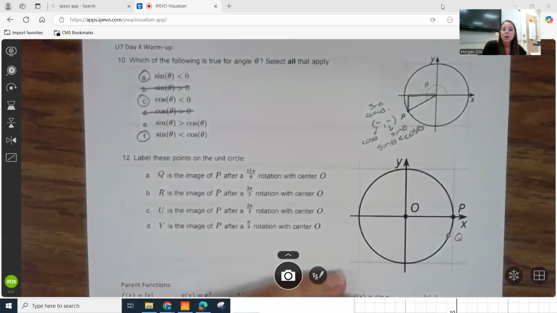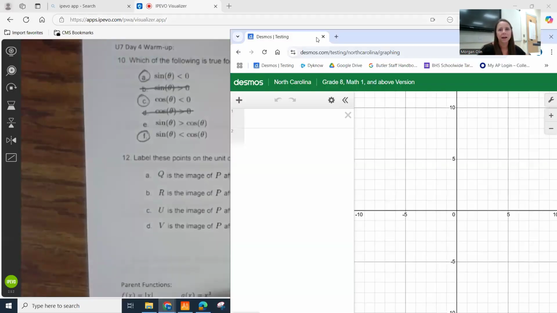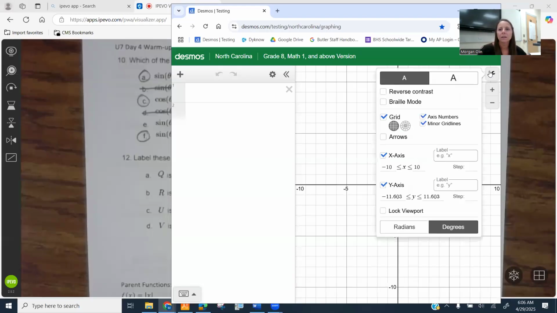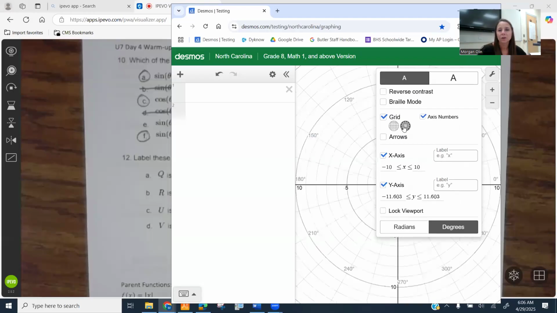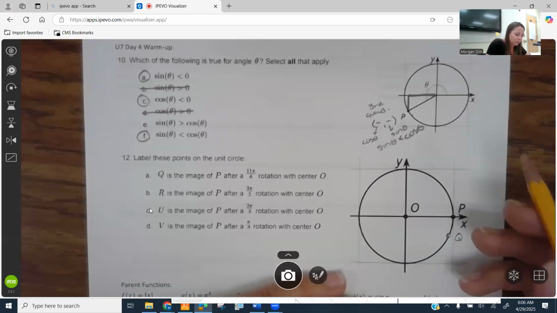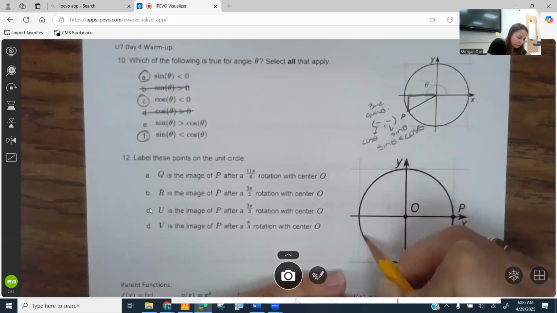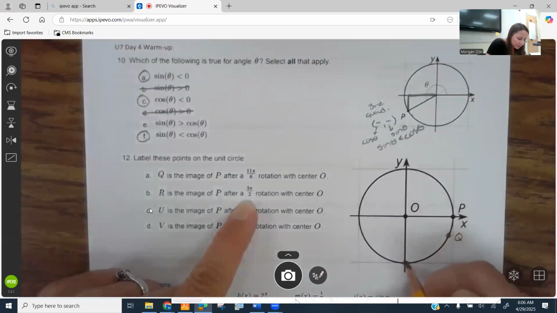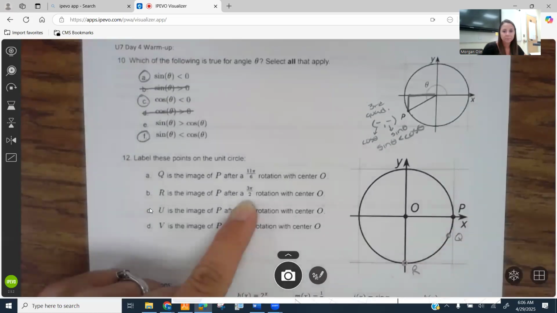This is kind of remembering your unit circle. If you need to, we'll have a calculator the entire time, so remember our little cheating way. If we hit the wrench and the circle, right now I'm in degrees, but I can go to radians. I see 11 pi over 6 right over here in the fourth quadrant. R is the image of P after 3 pi over 2. This is already divided: you got 2 and then 2, so 1, 2, 3. It lands right here, so that's where R is going to be.